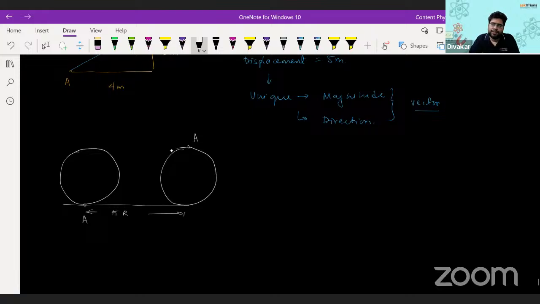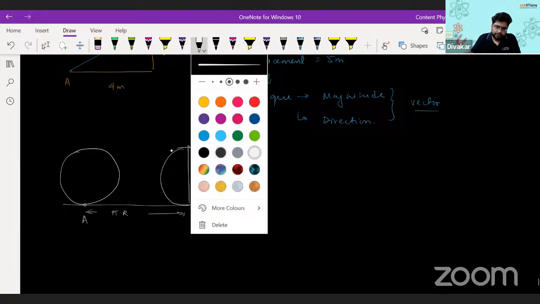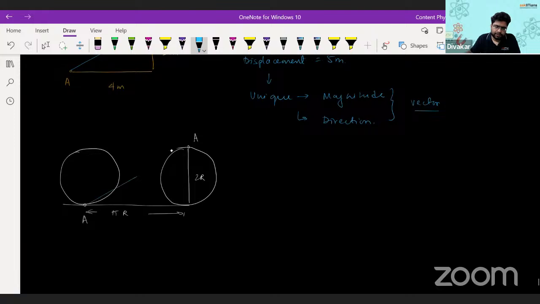On the other hand, if I ask you what is the length from the bottom to the top, you will say the diameter. And I know that the displacement is considered from where you started to where you are, the straight line distance between them. So this blue line over here will represent the displacement. Now, if I want to find out the length of the blue line, it's a cakewalk. You need to apply Pythagoras theorem. So the displacement covered will be root of (pi r) square plus (2r) square.